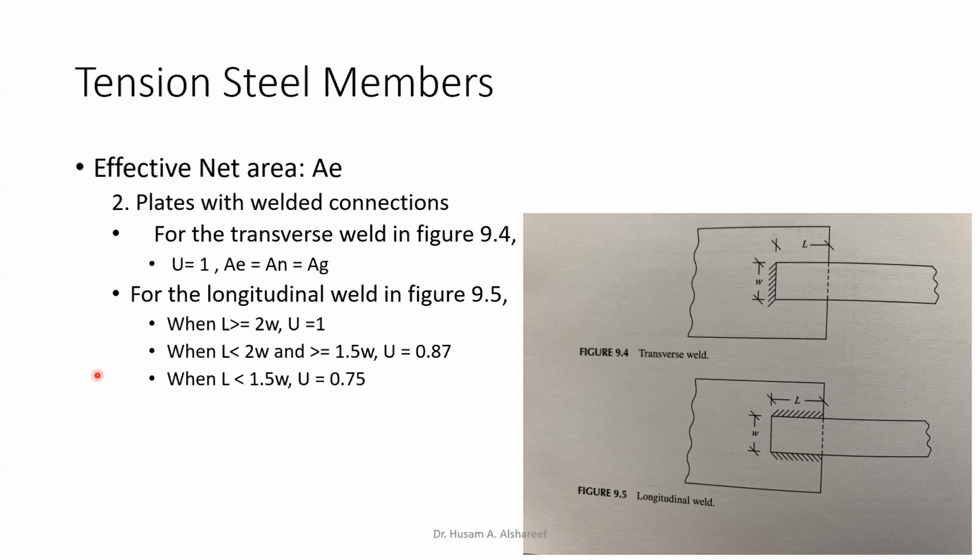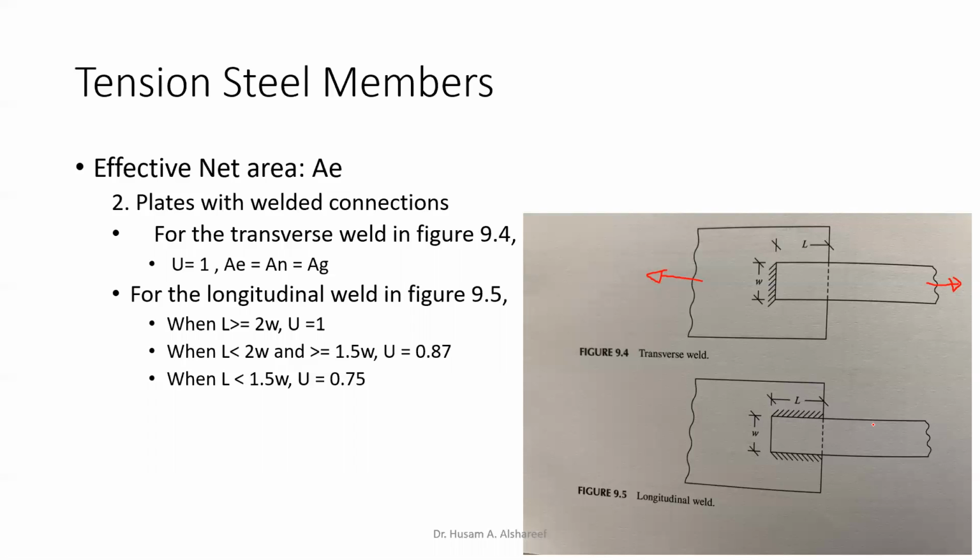Scenario 2, if you have a plate with welded connections, like the diagram here, the figure. So you have a transverse weld, so you have a plate here with a connection, and the connection is transverse, just in this way here. And then the second one is the longitudinal, where the connection is horizontal, as if you have the forces. Your forces are pulling in this direction and this direction, the same here.